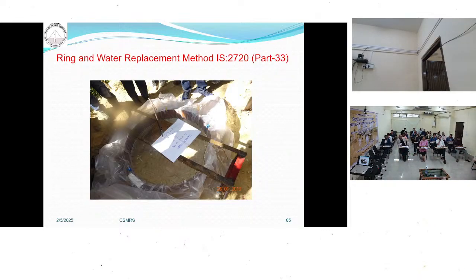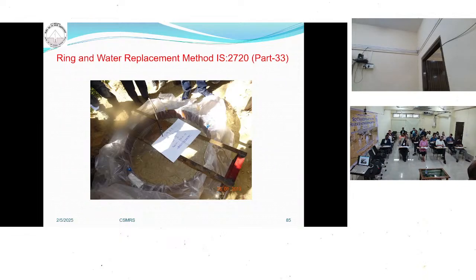So what we do? You make a plane surface. Then we put the ring, and over that put the polythene, and over that a bench is kept. The bench contains the pointer.